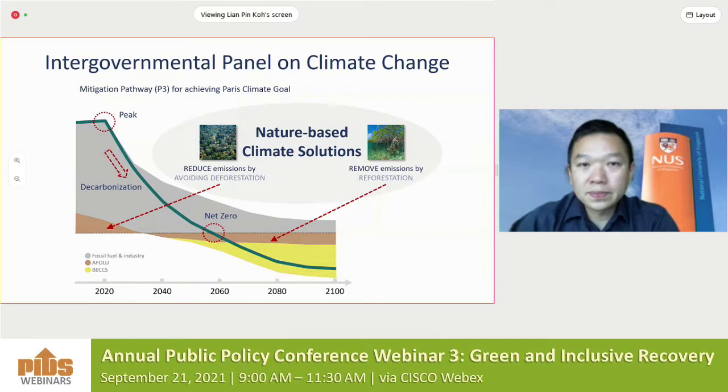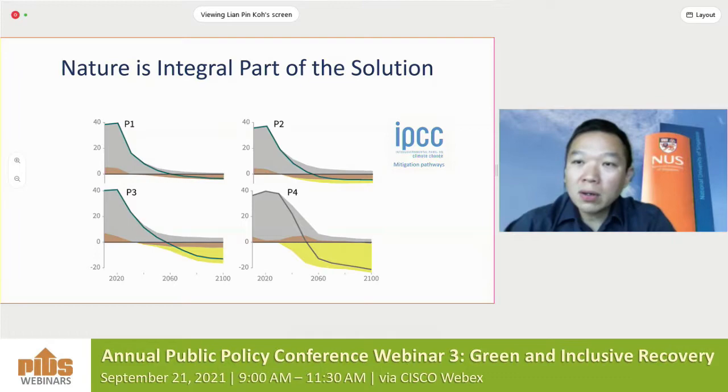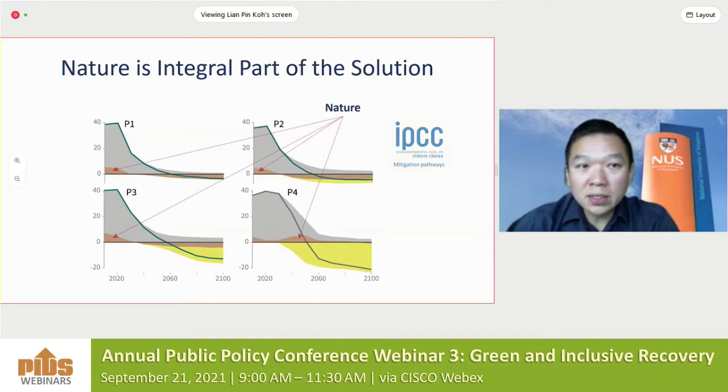Nature-based climate solutions are not only important, but they are also recognized to be an integral part of the solution. They are baked into every IPCC pathway for us to achieve the Paris climate goal. In other words, even if we manage to decarbonize, to act on the gray part of these pathways, we could still fall short of our targets unless we also figure out the science and the practice of implementing these nature-based solutions, the brown part of every pathway.